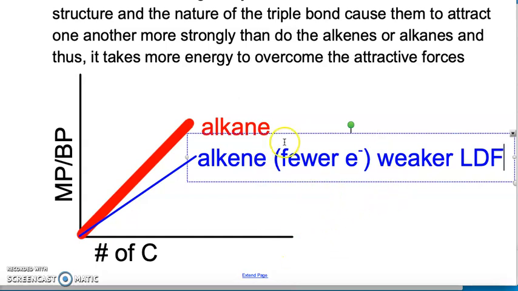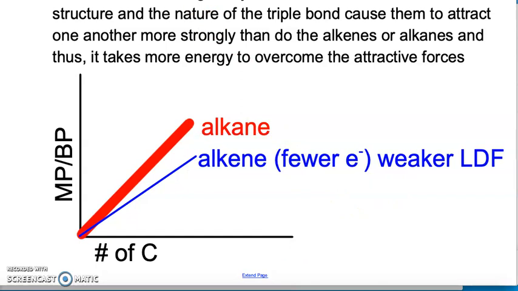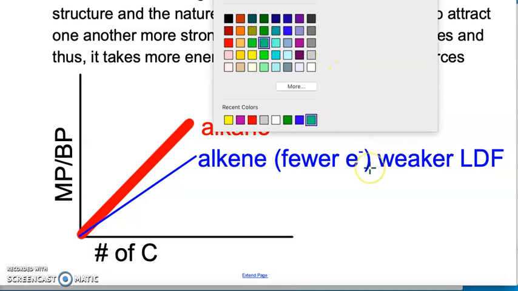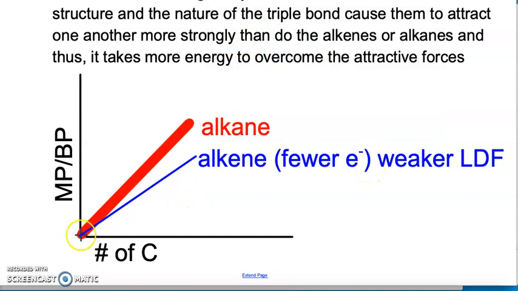So based off of that trend, you would expect that, sorry, I'm trying to find a different color here, the alkynes would fit in down here, right? You'd be like, well, that makes sense. They have fewer electrons, so they're going to have a weaker LDF. But what you actually find is that alkynes fit in up here, okay?